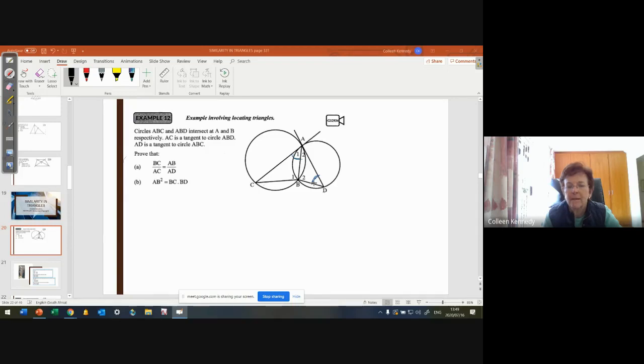Then they tell you AD is a tangent to the other circle. So what would A2 equal? Angle C, ma'am. Angle C. Okay. So that's before we've read anything, and we know quite a lot of information there. This is what I mean: they go straight into proving that those sides are in proportion, so you've got to locate which triangles you're going to use.